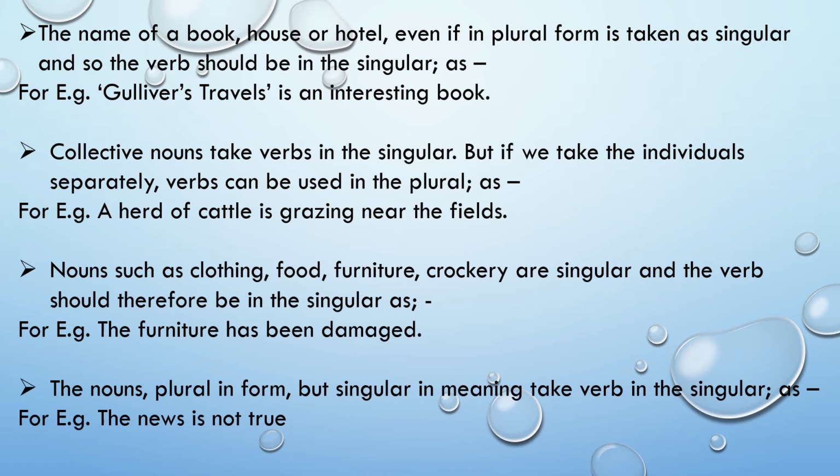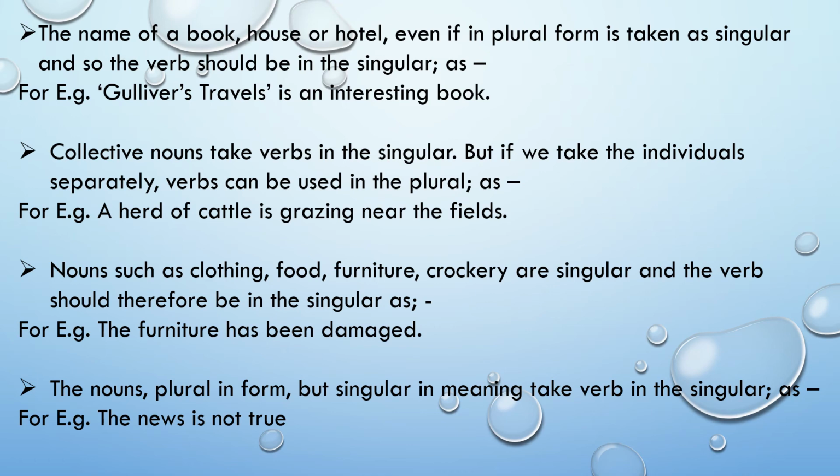The next rule is nouns such as clothing, food, furniture, crockery are singular, and the verb should therefore be in the singular. So when we are using the word furniture, crockery, or food, we always take the verb singular, not plural. Okay, the furniture has been damaged. So here the furniture can be chair, table, dining table, bed. All of these are included in the furniture. But when we call it individually, then it has to be plural, but when it is singular, we have to use the singular verb.